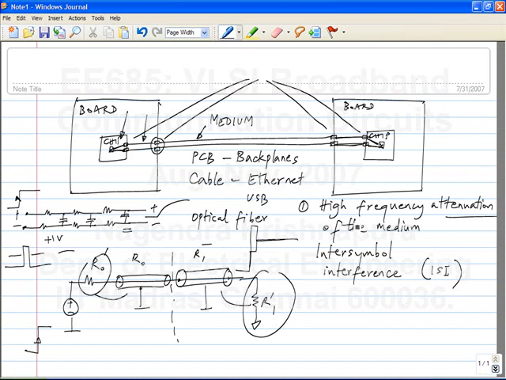So if you have any questions at any point regarding anything, stop me and ask me immediately. So you remember the basic transmission lines, right? You know what happens if a transmission line is terminated by something higher than the characteristic impedance, lower than the characteristic impedance. So the second problem is impedance discontinuity. Now that also causes intersymbol interference.